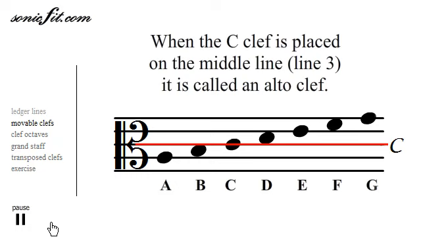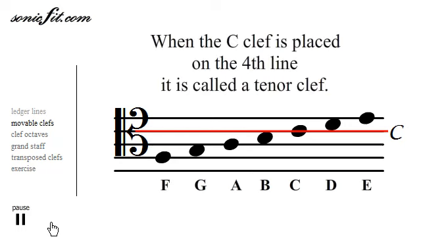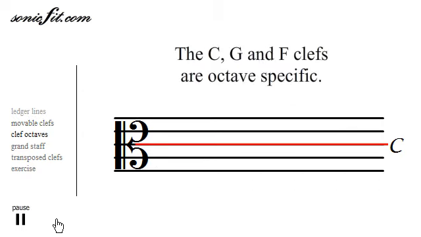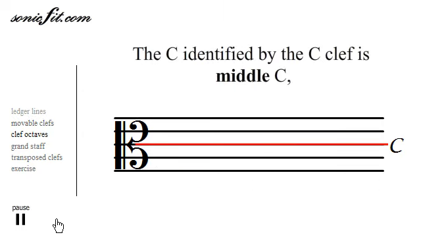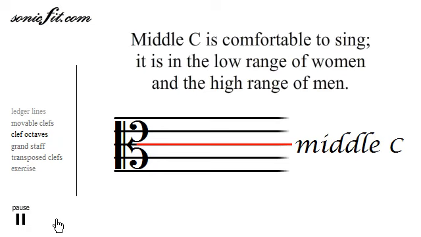When it's on the third line, the middle line, it's called an alto clef, and this is played by the viola. When it's on the fourth line, it's called a tenor clef, sometimes played on the cello or the bassoon. In fact, these clefs are octave specific. The C clef identifies middle C.